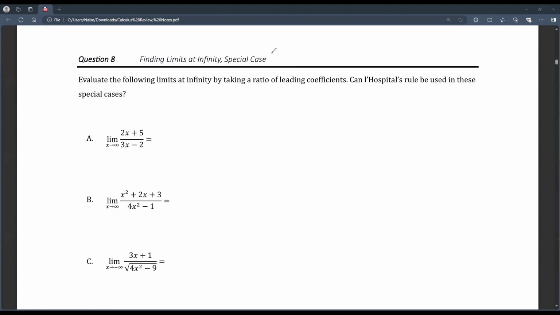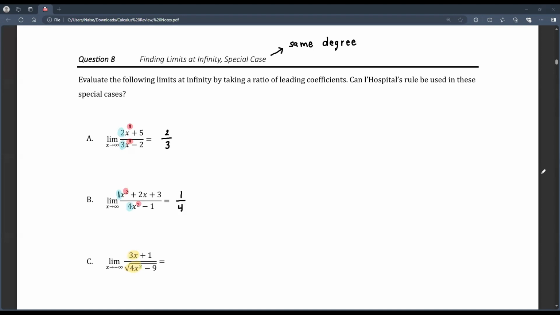Here is a special case. These limits cannot be determined by growth rates because the highest power on x is the same in the numerator and denominator of each limit. A shortcut is to use the ratio of leading coefficients, or you can also use L'Hopital's rule, which is especially helpful for parts A and B.